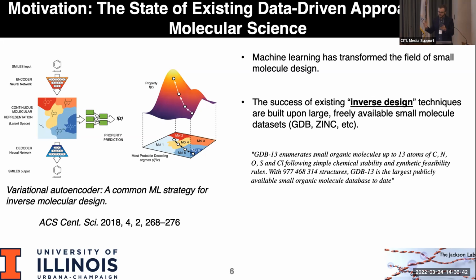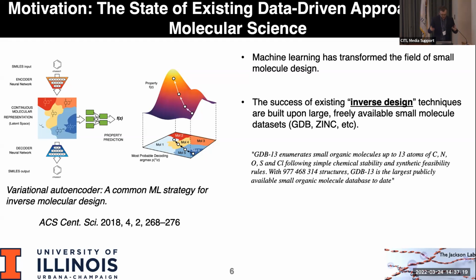But the big point of today's talk is that whenever you see these outstanding computer science methods, you have to ask yourself, where does the data come from? If you dive into it, the data comes from a handful of locations. I can probably fit them all on both hands. Typically, you see things like GDB, ZINC, QM9. GDB-13, for example, enumerates small organic molecules up to 13 atoms via simple chemical stability and synthetic pathway rules. You get on the order of 900 million, a billion of these things.